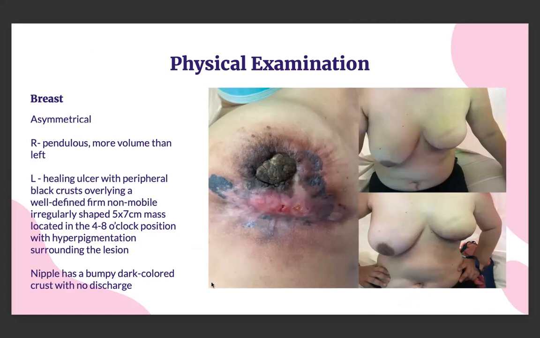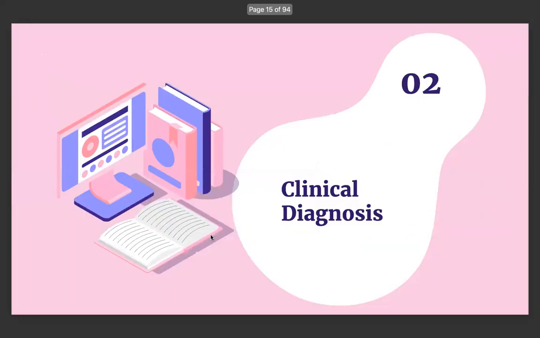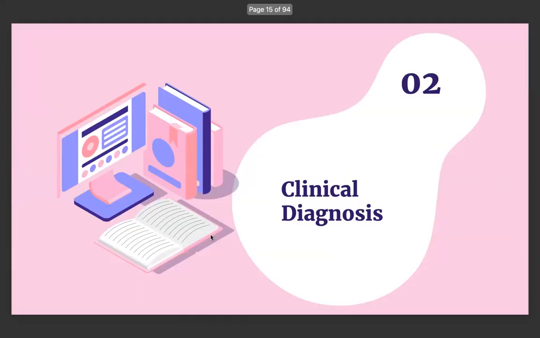And then in the left, there's a healing ulcer with peripheral black crusts overlying a well-defined, firm, non-mobile, irregularly shaped 5.7 cm mass located in the 4 to 8 o'clock position with hyperpigmentation surrounding the lesion. And the nipple has a bumpy, dark-colored crust with no discharge. Other PE findings are unremarkable.